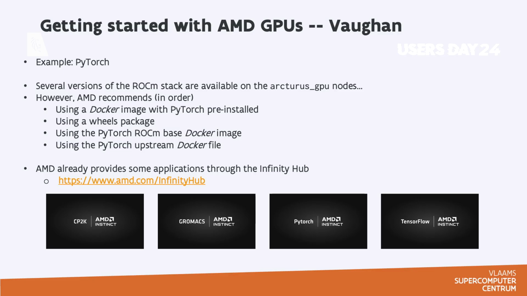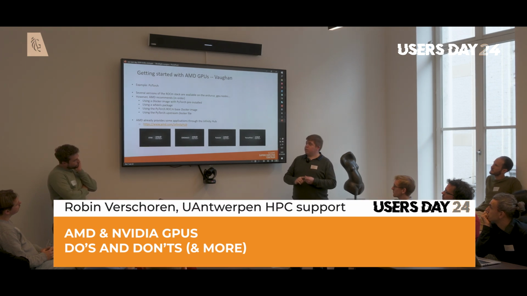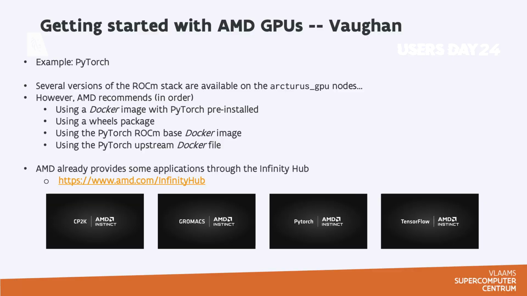So how do you get started with the AMD GPUs at our site? Just as a quick example, for PyTorch, AMD has a guide on how to run PyTorch. Although we have several versions of the ROCm stack installed on our GPU nodes, AMD seems to recommend and heavily push towards a container-based approach. Those are the 4 options they give. The first one is a Docker image with PyTorch pre-installed, one of their Docker images, a Wheels pre-compiled package, again a PyTorch Docker image, and again an upstream Docker file to build from.